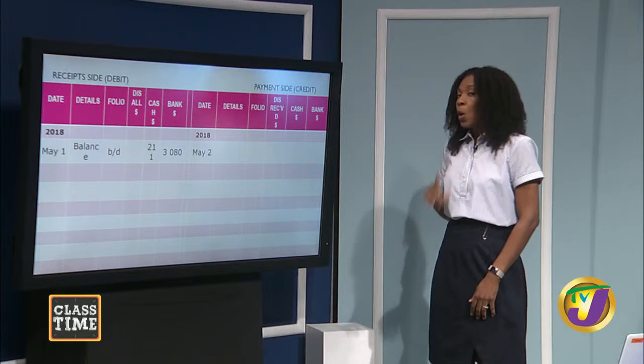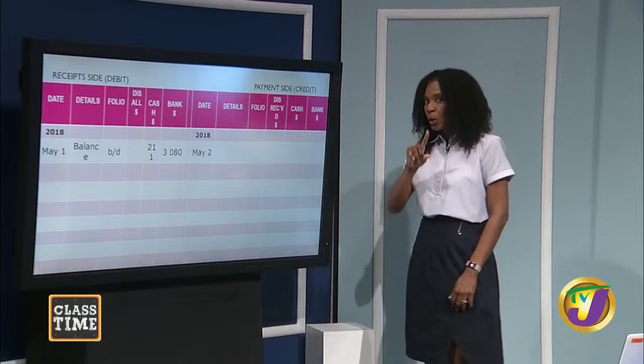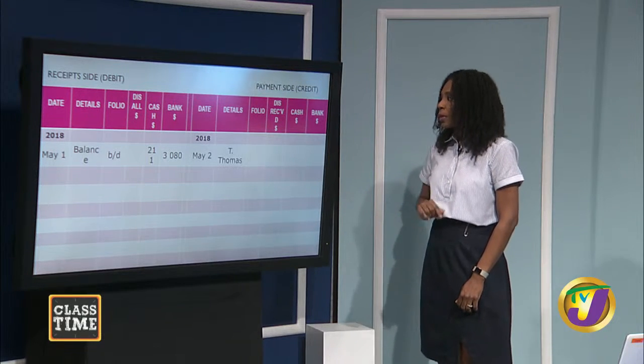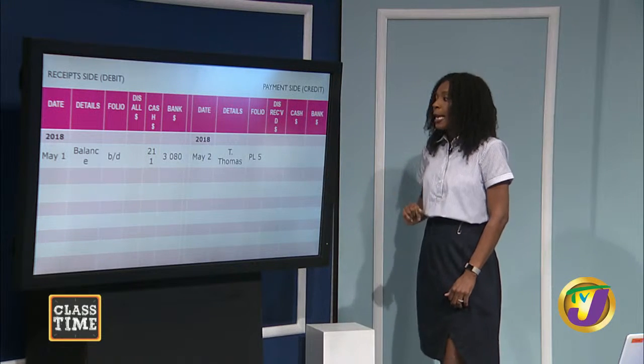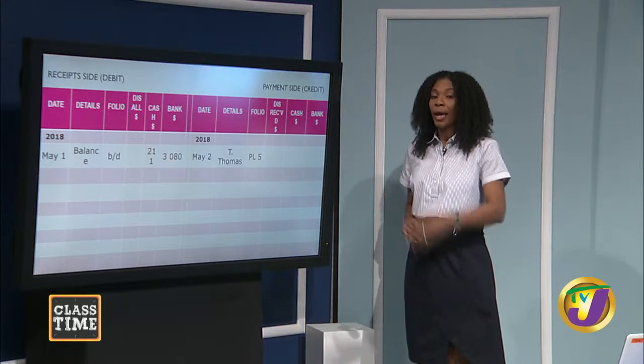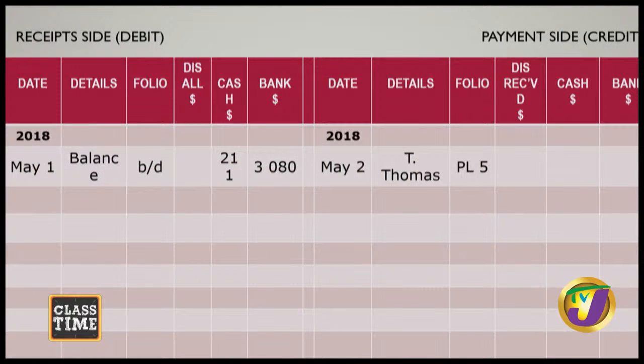All right. When you do that, students, hold on to your answer a little. In the details, we're going to put T. Thomas. In the folio, we will put PL. And PL stands for purchases ledger, not journal. Yes, good. Remember, all our creditors' accounts are found in the purchases ledger. Then you notice I have a 5 beside it. I made it up. It's a page number. What I'm simply saying here is that when we go to the purchases ledger on page 5, we will see T. Thomas account, T account.